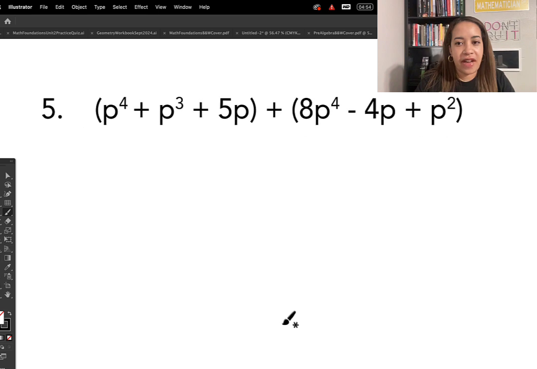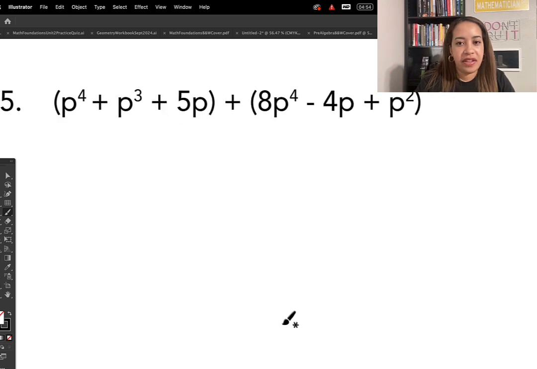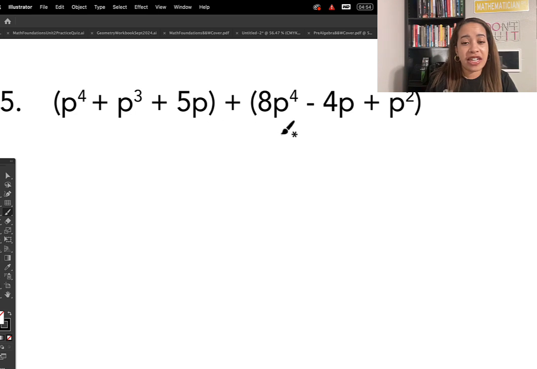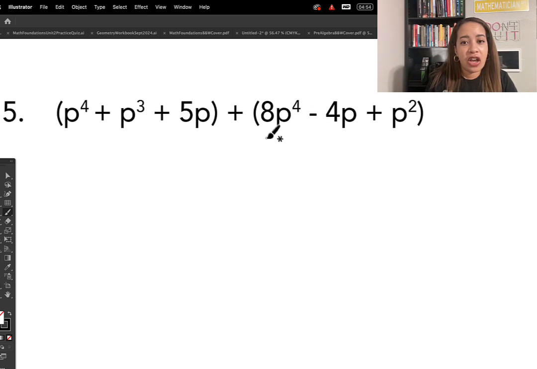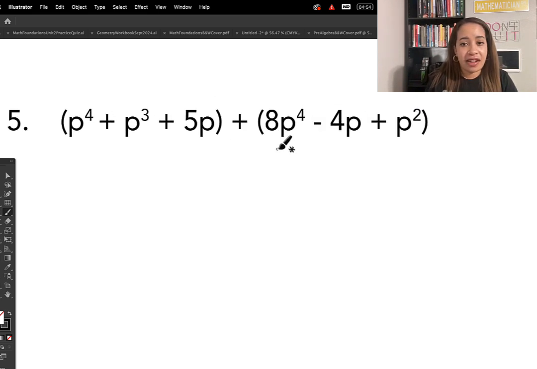Let's try number 5. So on number 5, our polynomials are getting a little bit longer. We still do the exact same steps. So I'm going to start by copying down my first polynomial. We've got p to the fourth power plus p to the third power plus 5p.